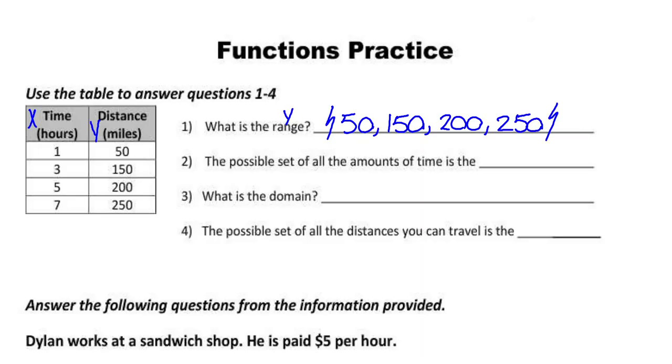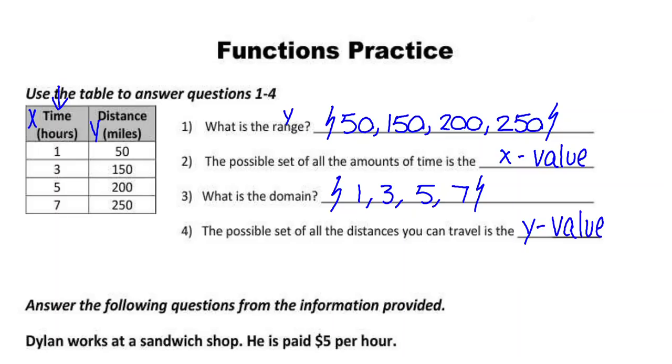And I'm going to skip down to number 3. The domain is all the x values, so 1, 3, 5, and 7. Now, it says the possible set of all amounts of time. So they're talking about that first column. Time is the x value, or the domain. And the possible set of distances you can travel is the y value.